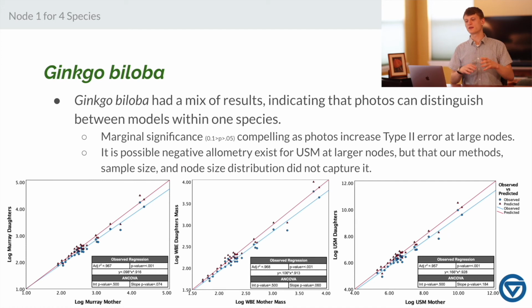And it also should be noted that it's possible that a negative allometry might exist for the USM at larger nodes, but that our methods, our sample size, and the fact that we didn't get a whole lot of large ginkgo in our sample couldn't capture it. But that said, I do think that this still does indicate, at least at face value, that the photographic method is able to not just distinguish between species, but even inside one species, distinguish between the models.